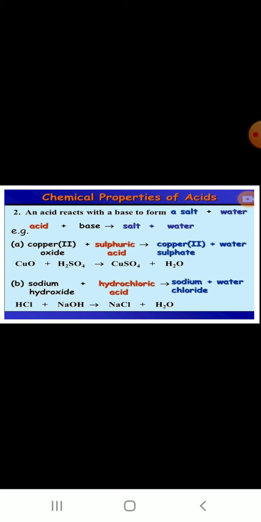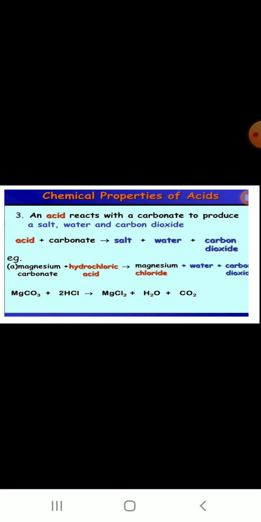The best familiar example is HCl plus NaOH giving rise to NaCl and water. Even with copper oxide, you can take CuO plus H2SO4, and CuSO4 and H2O will form. So this is what we call a neutralization reaction. When an acid is made to react with a base, salt and water are formed.